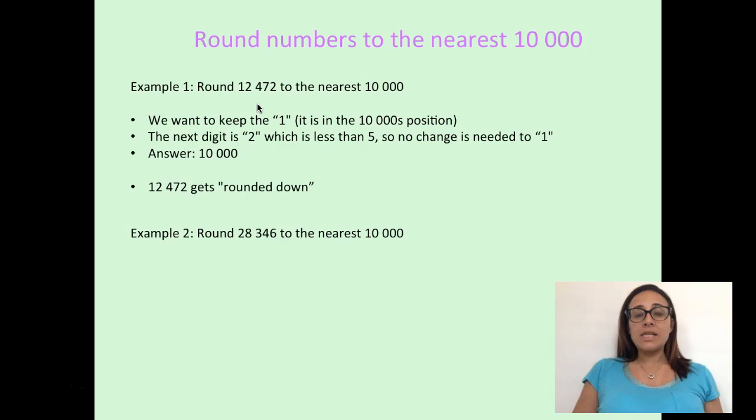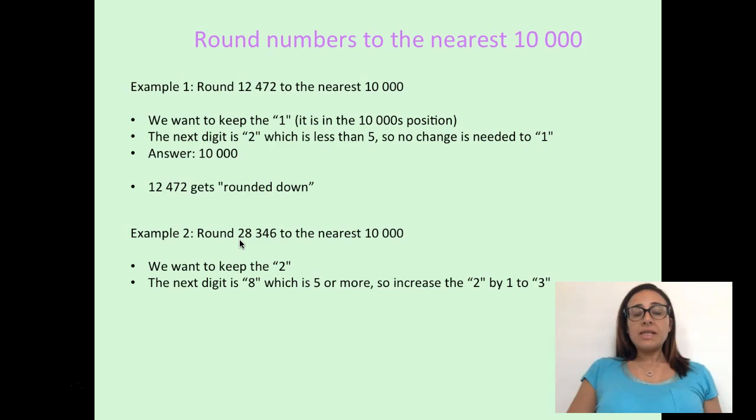The next example, round 28,346 to the nearest 10,000. We want to keep the 2 as that is in the tens of thousand position. The next digit is an 8, which is 5 or more. So we need to increase the 2 by 1 to a 3. The digits after it get replaced with a 0. So your answer is 30,000. So 28,346 gets rounded up because 30,000 is larger than the original number of 28,346.